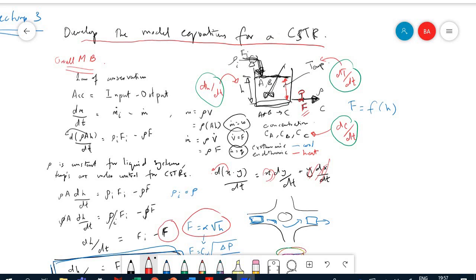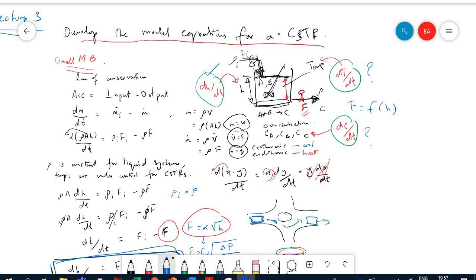If you only ask, or your goal in the exam is to find how does height change with time, then what we have done is good enough. But usually for a CSTR, height is not our only goal, temperature is also another goal, and the concentrations are also another goal. So we finished with this, and we are going to work on the rest in lecture 4 and lecture 5.